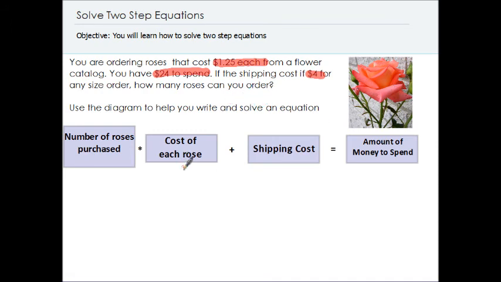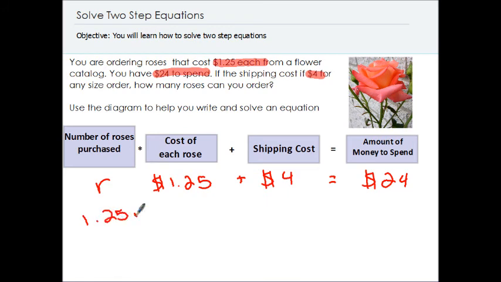So we don't know my number of roses, so I'm going to call that R. Oh, I'm sorry, I got that mixed up. We don't know the number of roses, and that's times the cost of each rose, which was $1.25, plus the shipping, which was $4, equals the total amount of money I can spend. We don't usually write the variable in front, so I'm going to write 1.25R plus 4 equals 24.